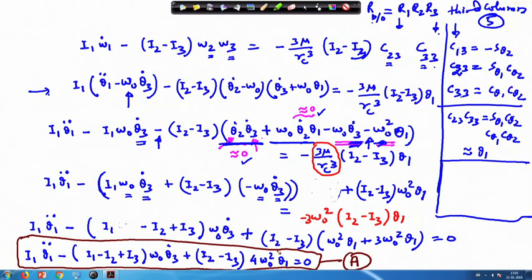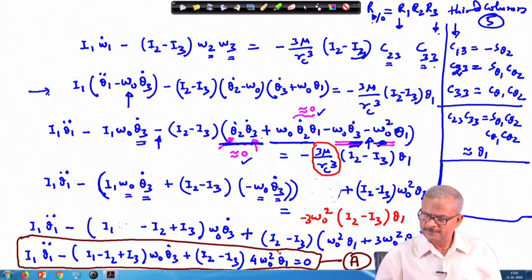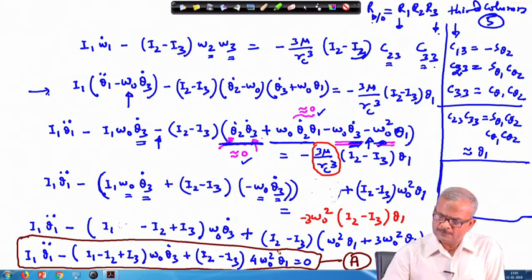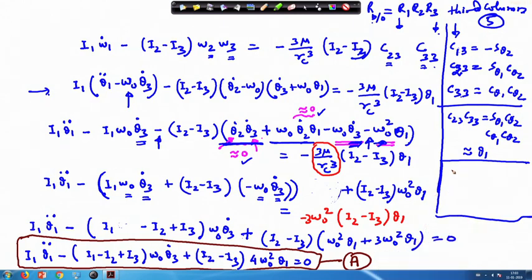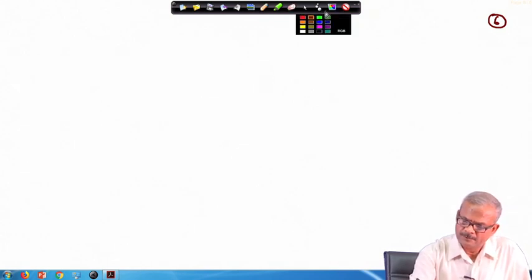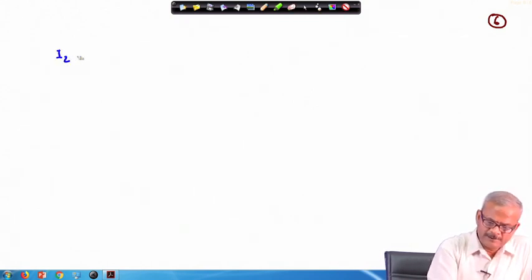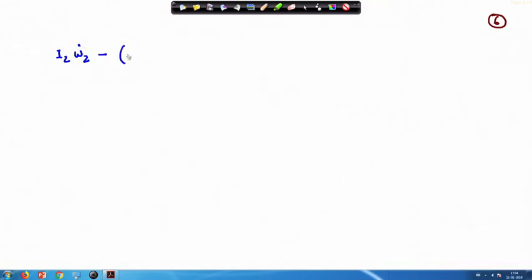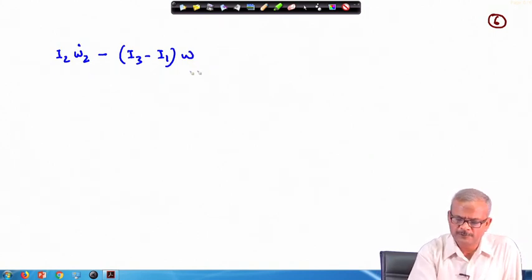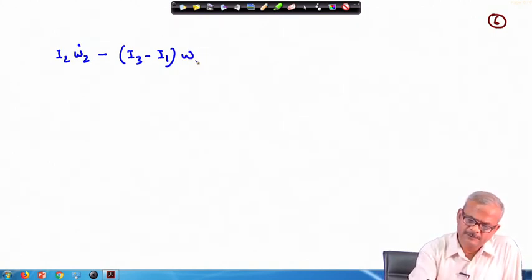Okay, the same way, if we go for the second Euler's equation, there we will find terms like this. Let us go to the next page and work it out. So, we have I2 times omega 2 dot minus (I3 - I1) times, I have told you earlier how to write this equation. You do not have to remember this one, it is just in a circular order.